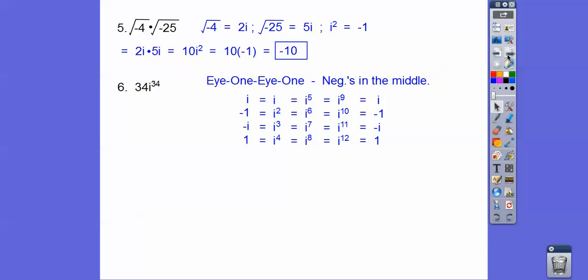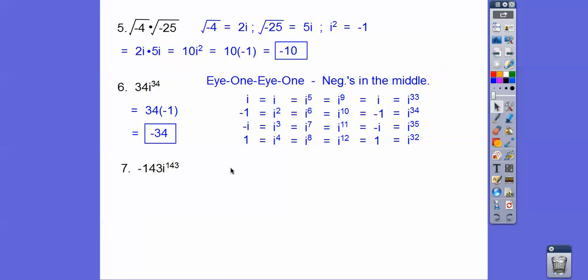Here's what we're going to do. i, 1, negative, i, negative 1, negatives in the middle. Think of a multiple of 4 that's close to 34. Well, this is i to the 32, so then this will be 33, 34. So this will be negative 1. So i to the 34 equals negative 1, so it's negative 34. Okay, let's try this again.